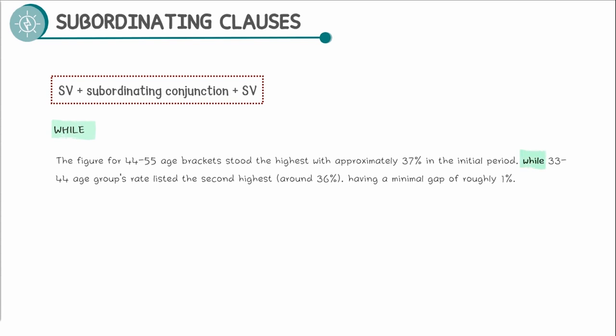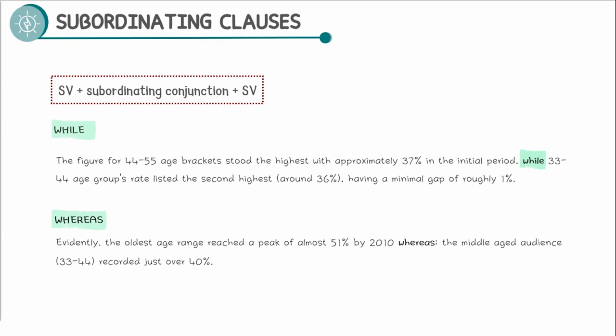Note that this time the sentence started with a subject and a verb, plus a subordinating conjunction, then another subject and verb. Another example would be the use of whereas. Evidently, the oldest age range reached a peak of almost 51% by 2010, whereas the middle-aged audience, 33 to 44, recorded just over 40%.